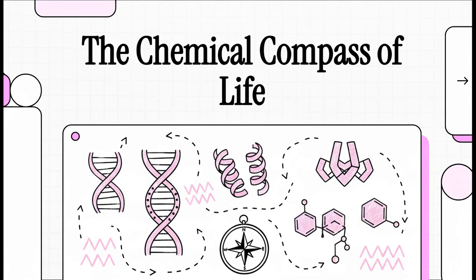What if I told you that every single living thing, from a tiny bacterium all the way up to you and me, runs on a set of chemical rules that are completely non-negotiable? Yeah, these aren't just suggestions, they're the constants that act like a chemical compass for life, guiding every single biological process with just incredible precision. So today, we're going to pull back the curtain and uncover them.